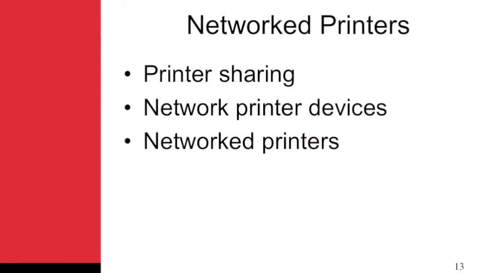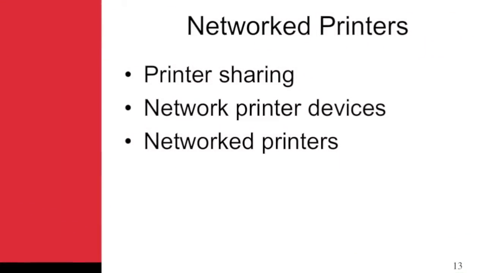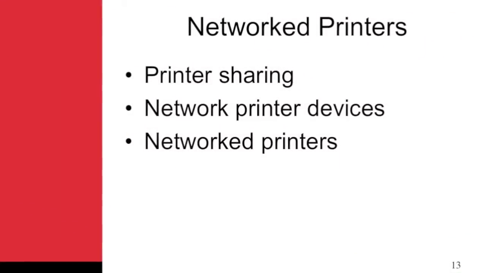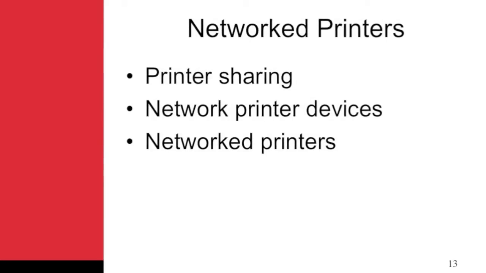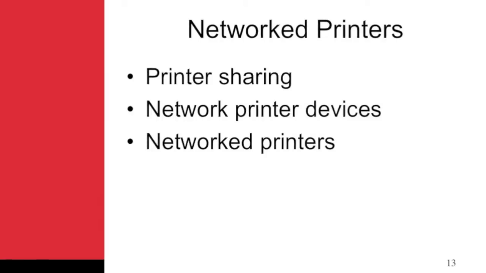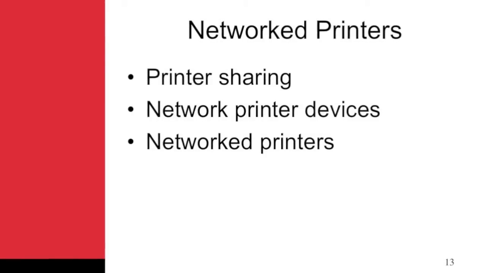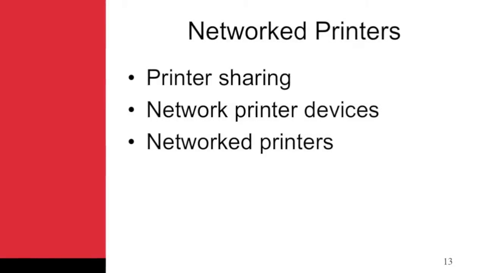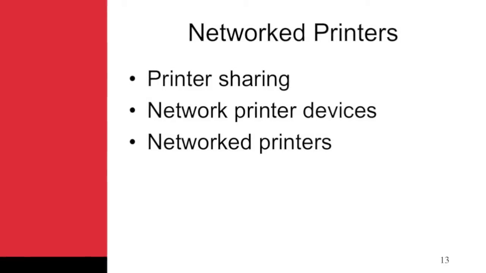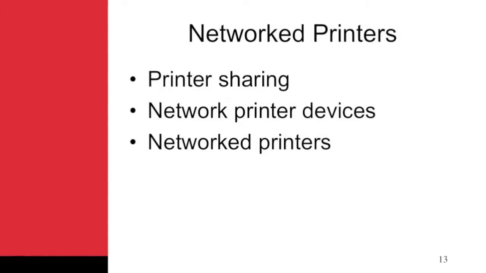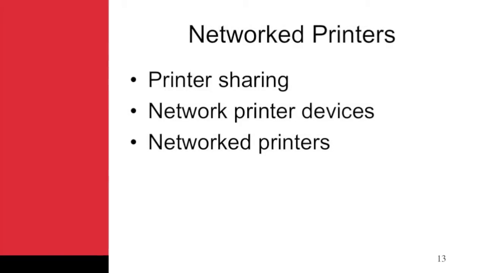One of the most important devices used on modern networks is the printer. Printers may be attached locally or they may be on the network, with printing actually taking place on the server. Network printers are those printers that are available on the network. These printers can be made available on the network in one of three primary ways: printer sharing, network printer devices, and networked printers. You'll read about those in the chapter.